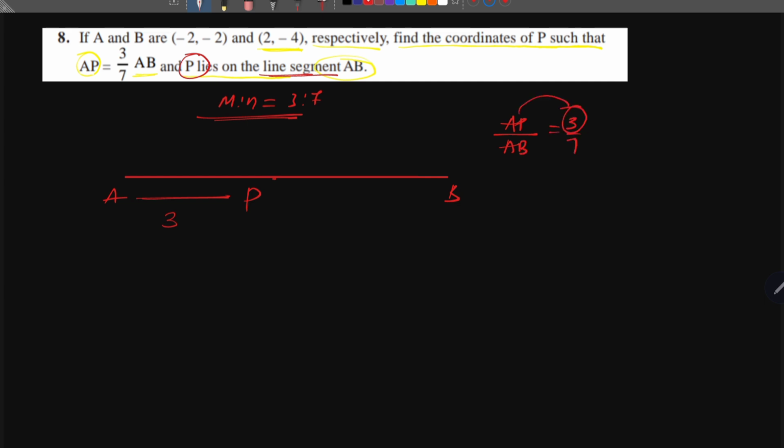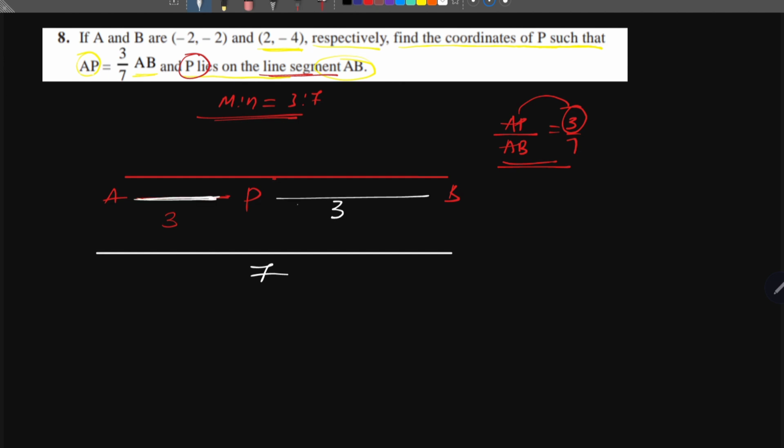Means AP is 3 parts, AB is 7 parts. AB means this entire length, so this entire length is 7 parts. Out of the 7 parts, this is 3 parts. Can I say the remaining part is 7 minus 3, which is equal to 4 parts? Yes. So this is 3 parts and this is 4 parts. Therefore m is to n is equal to 3 is to 4. This is what we need to apply. Otherwise, if you take 3 is to 7, that is absolutely wrong. So please be aware, this should not be taken.